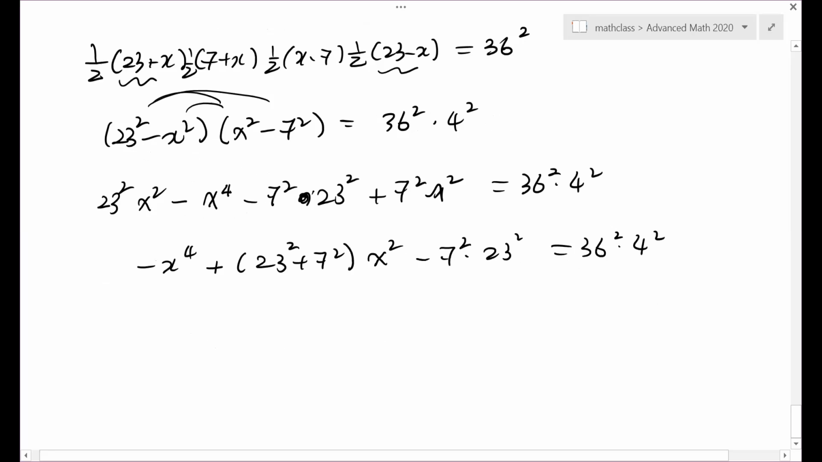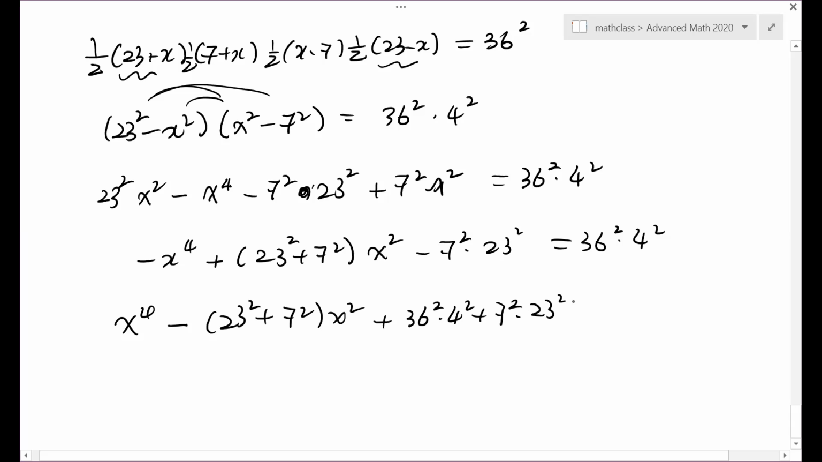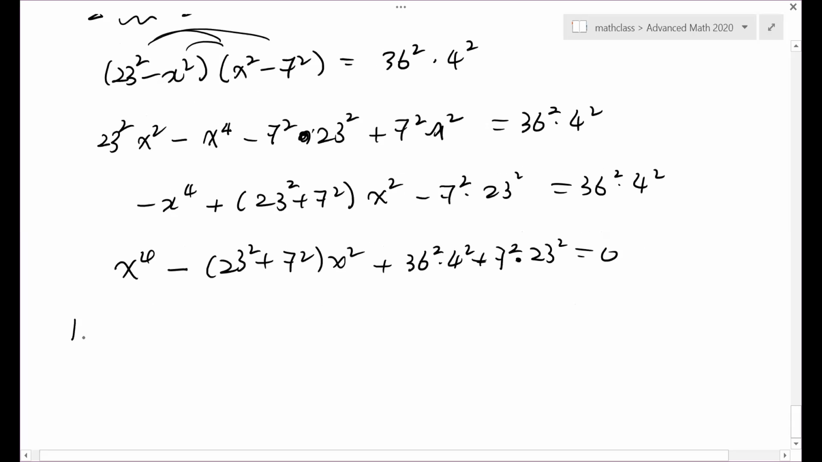So you can solve this equation using the quadratic formula. How do you do that? You move this term to the right hand side, so it becomes 36 squared times 4 squared. This number looks very ugly, but this is a quadratic equation, I tell you. If you let u be x squared, you get u squared minus some number.